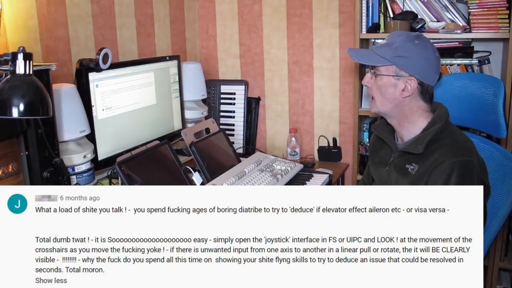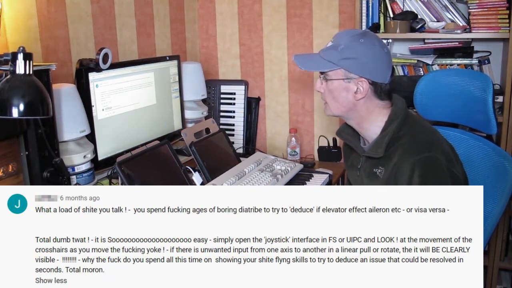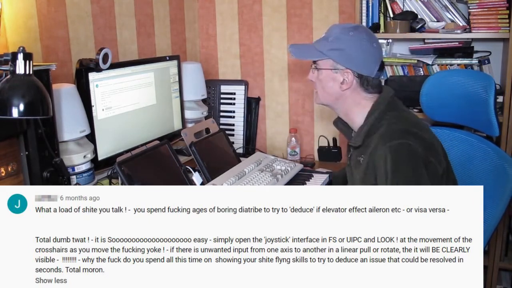If there is unwanted yoke from one axis to another in a linear pull or rotate, it will be clearly visible. Exclamation marks. Why the do you spend all this time on showing your flying skills?"